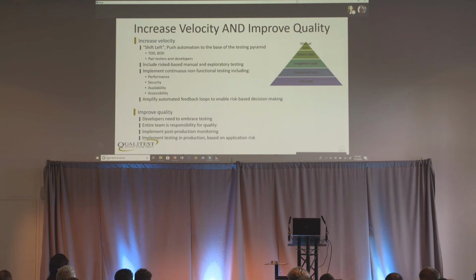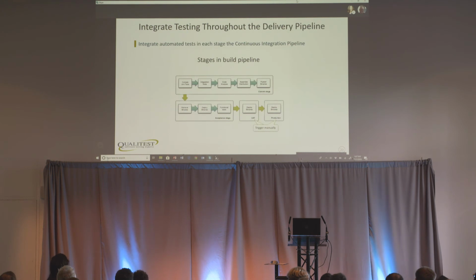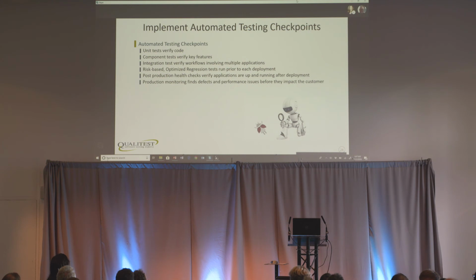How do we want to improve quality? Well, again, with the test pyramid and the unit test layer, developers implement and embrace testing, the entire team is responsible for quality, and we implement post-production monitoring to catch bugs before our customers see them. Implementing throughout the delivery pipeline means we've got automated tests at every stage. We're only maybe manually triggering our deployments. And implementing our automated checkpoints.